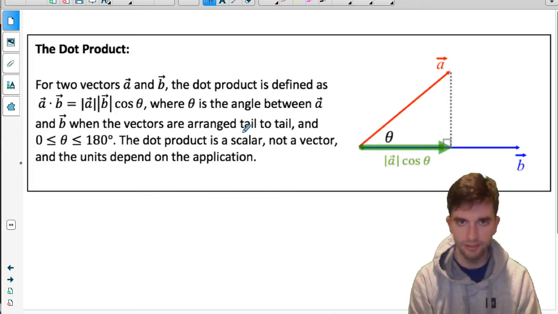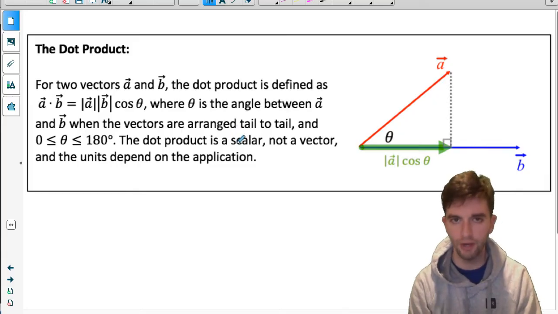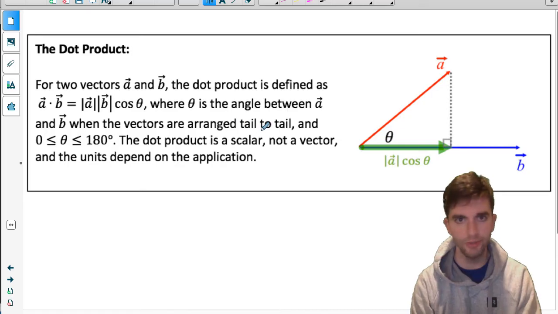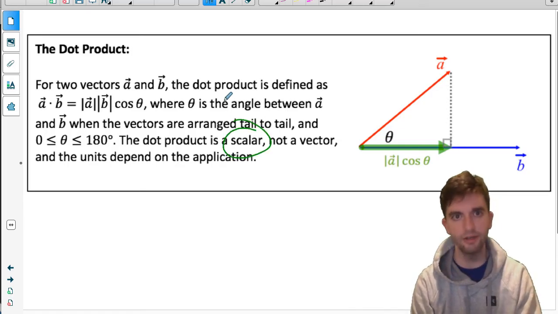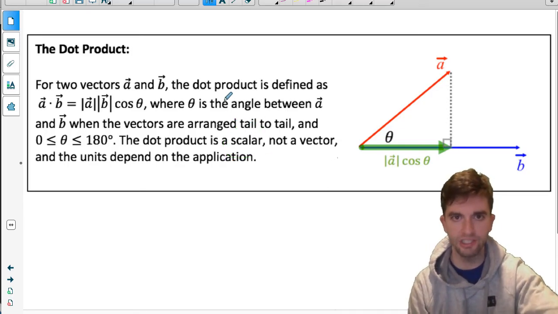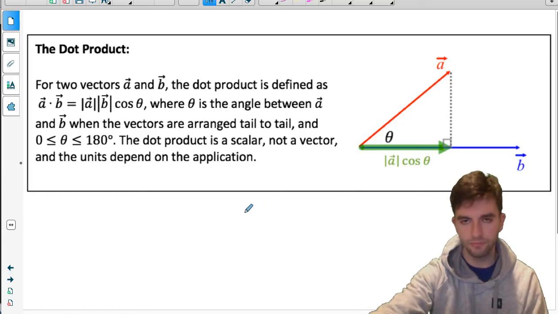And the dot product is just a scalar. I've mentioned that before, but I can't stress enough that when you do dot product, you do not get a vector. You just get a magnitude, no directions. You just get a number, you just get a scalar. So dot product is often called a scalar product for that reason.